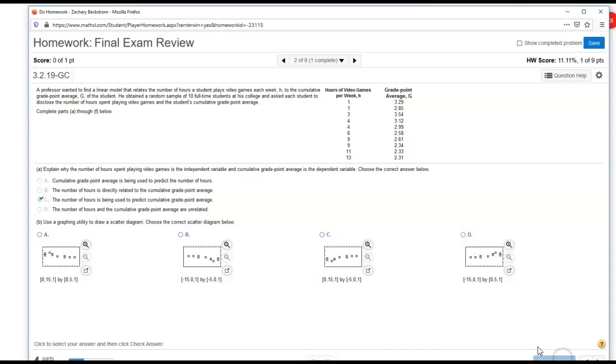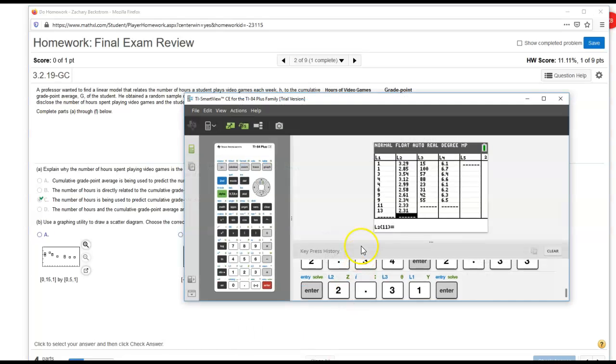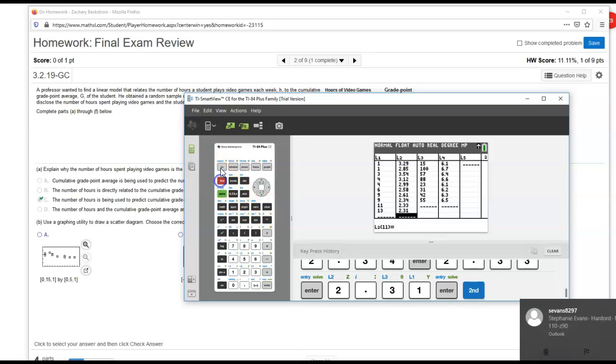Go to the next problem here. It says, use a graphing utility to draw a scatter diagram. Choose the correct one from below. So we've already put all of our data in our calculator. So now what I want to do is go to second y equals.